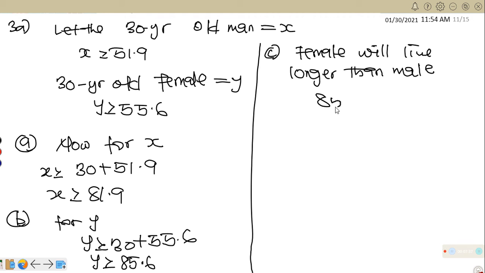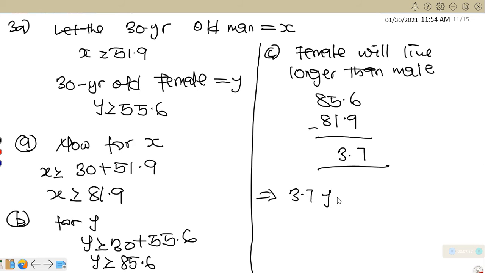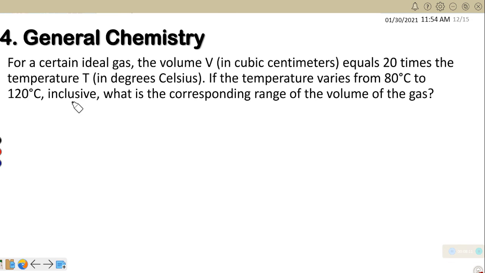And the difference between the ages is 85.6 minus 81.9. That is 16 minus 9, which is 7. 4 minus 1, we have 3. So if we subtract, we have 3. So the age gap is 3.7 years. So an average 30-year-old female will live 3.7 years more than an average 30-year-old male, and that answers the question.